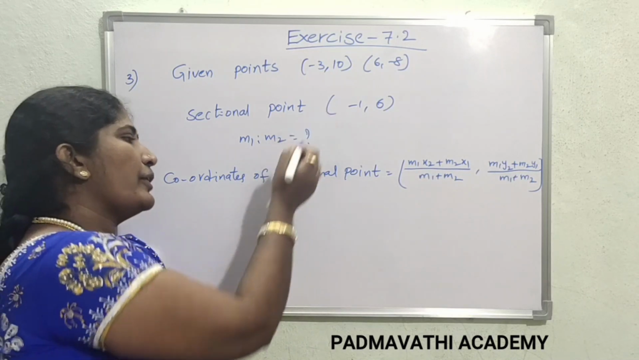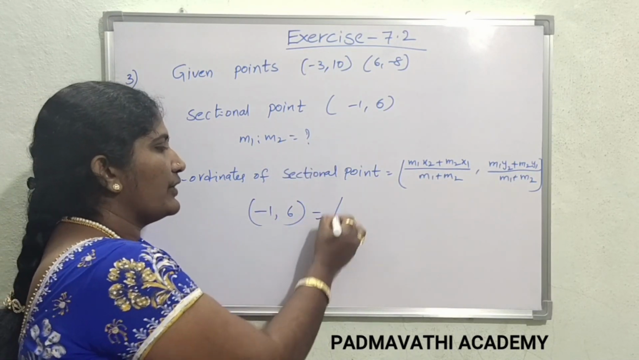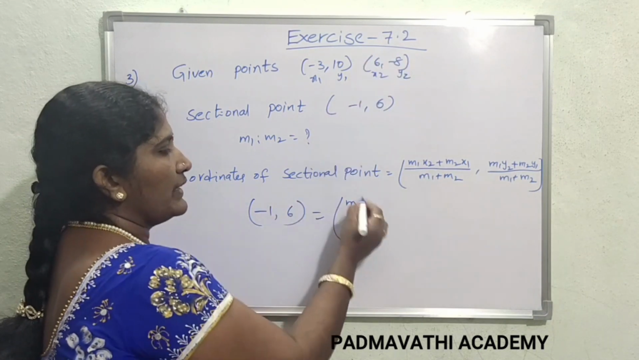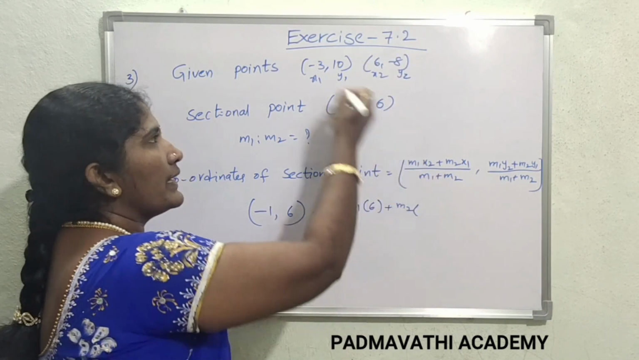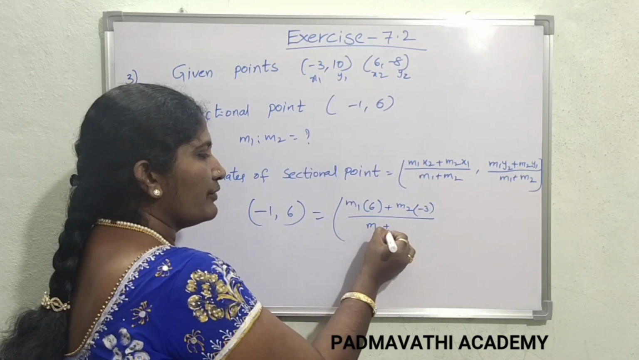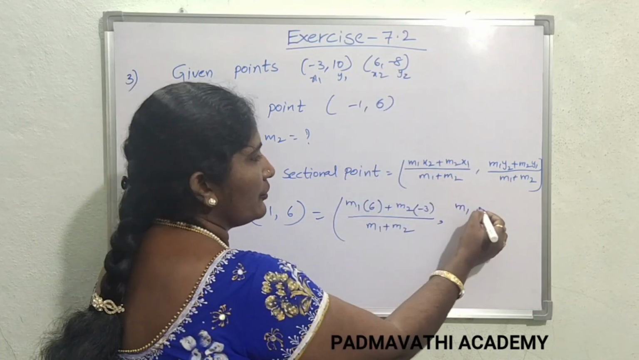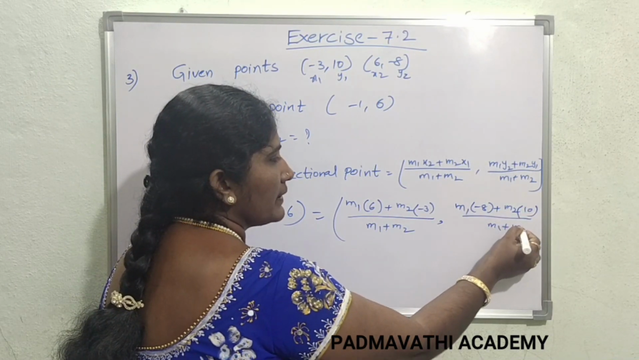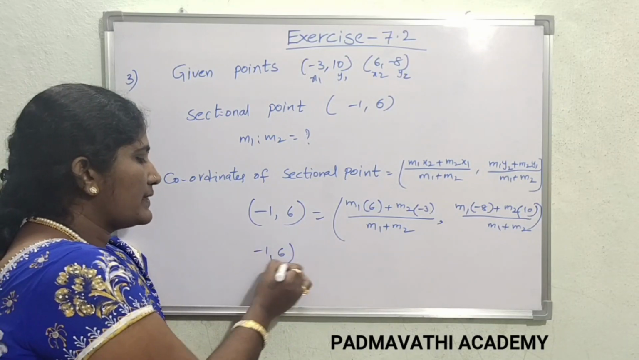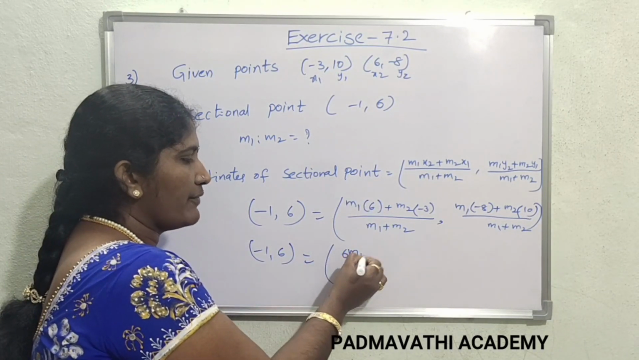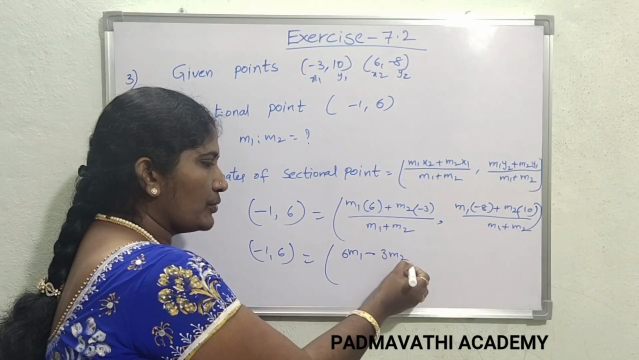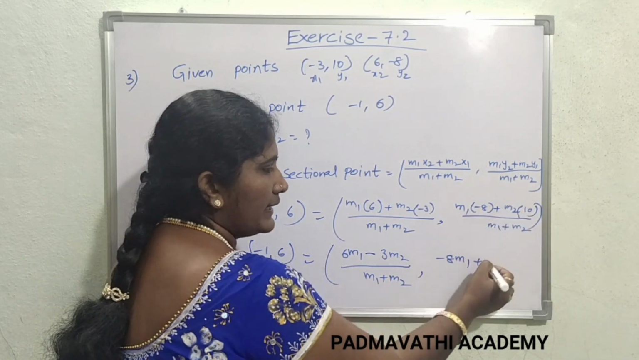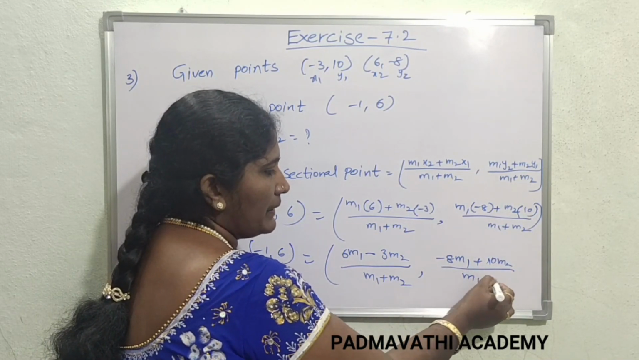Substitute. The coordinates of the section point they gave, (-1, 6), is equal to m1, we don't know. What is the x2 value? x2 value is 6, plus m2, we don't know, x1 value is minus 3, by m1 plus m2. m1 into y2 value minus 8 plus m2 into y1 value 10 by m1 plus m2. Now (-1, 6) is equal to (6m1 plus minus 3m2) by (m1 plus m2), (minus 8m1 plus 10m2) by (m1 plus m2).